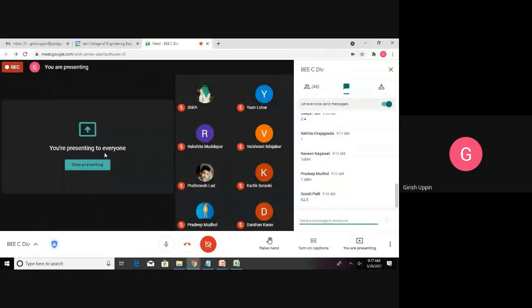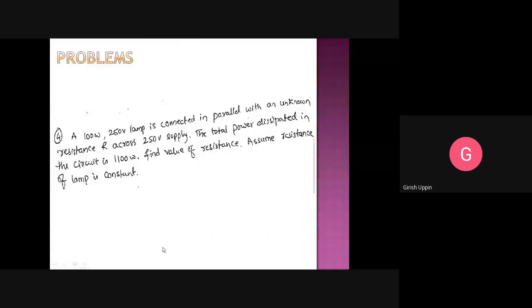Okay, so Nali has calculated 62.5 ohms as the unknown resistance. Anybody else has got that? So Nali, I think that is the correct answer. Okay, good. Navin also got it as 62.5. Let us see the answers.